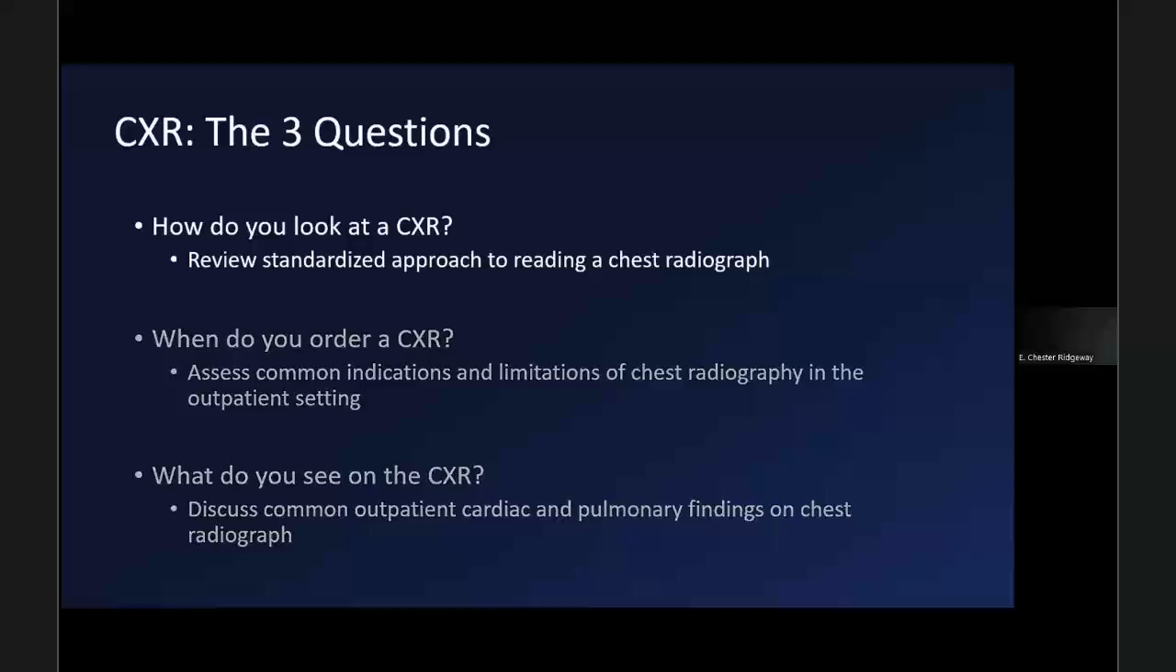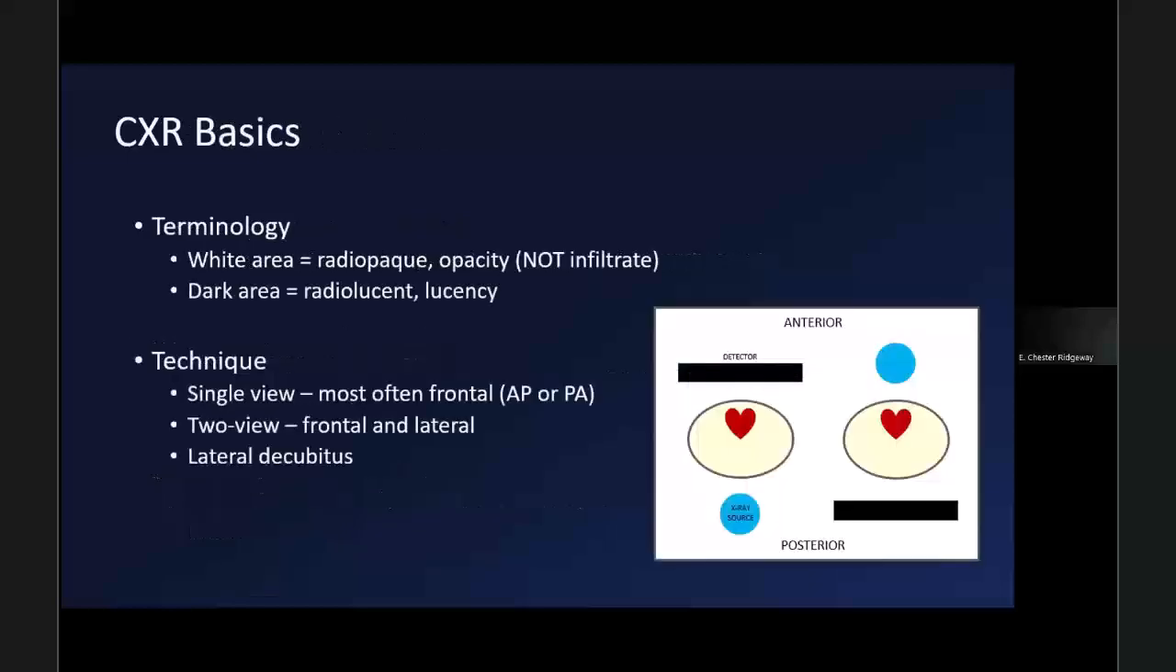So we'll start off with the first one. How do you look at a chest x-ray? Well, first I just want to start off with some basics, some terminology. If you see a white area on an x-ray, you're going to call it radio-opaque or an opacity. You are not going to call it an infiltrate. That is old, antiquated terminology that we do not use anymore. If you see a dark area on the chest x-ray, you can call it radiolucent or a lucency.